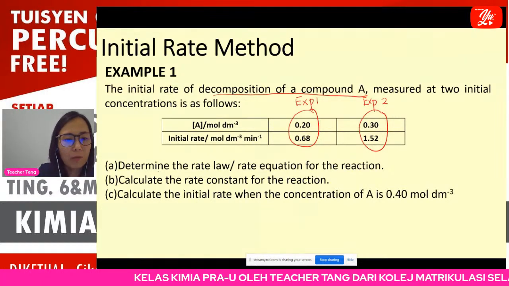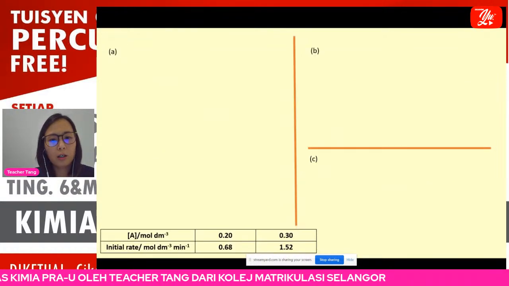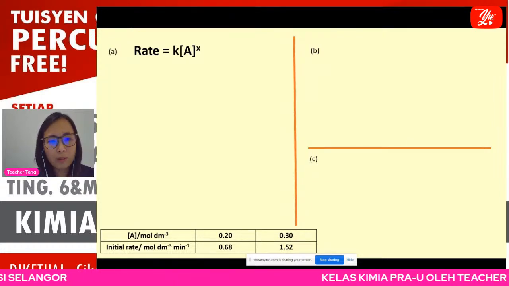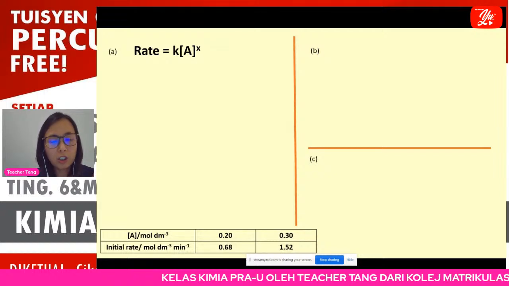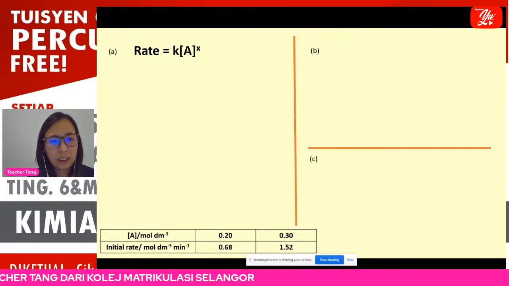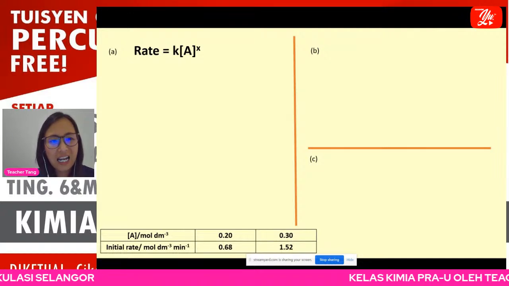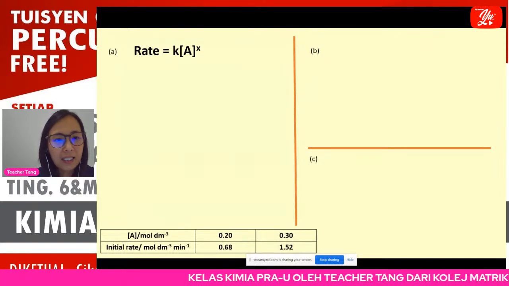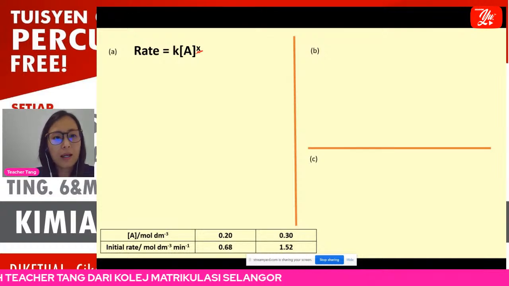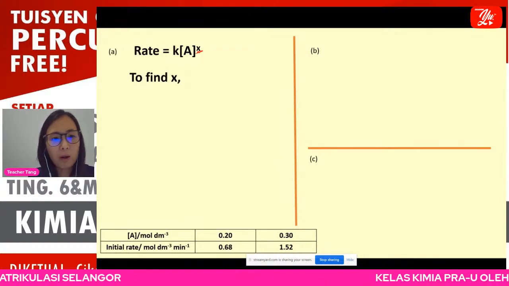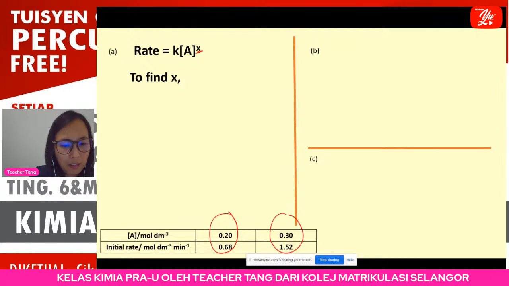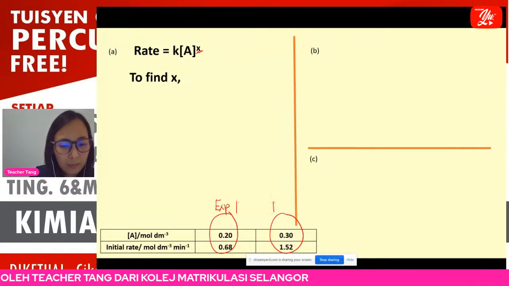So how could we determine the rate law or rate equation for this reaction? First, we can write the general rate law equation. As there is only one reagent, the general rate law can be written as reaction rate equals the rate constant k multiplied by the concentration of reagent A raised to the power of x. That x is the order of the reaction that we want to find based on this experimental data. Then we can find our x, the order of the reaction with respect to A, by using the 2 sets of experimental data, experiment 1 and also experiment 2.